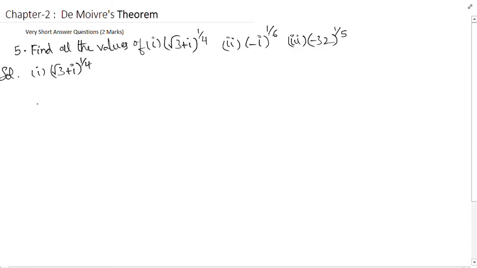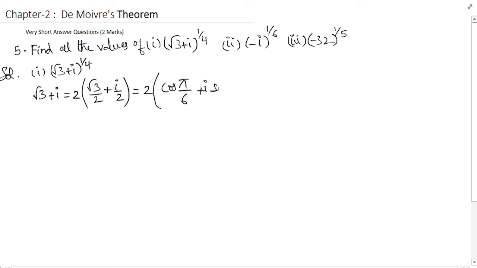So now the fifth one, find all the values of the first, second, third bit given. So we'll go with the first bit first. (Root 3 plus i) to the power 1 by 4. So here root 3 plus i is equal to 2 of (root 3 by 2 plus i by 2). Yes, we can write in this way, right? So here we can write this again as 2 into (cos pi by 6 plus i sin pi by 6).